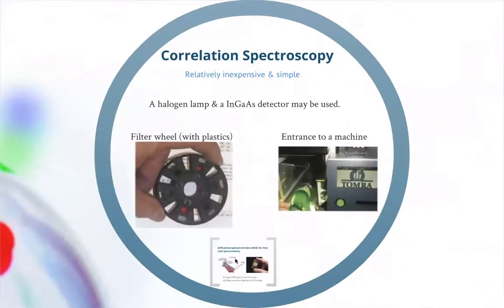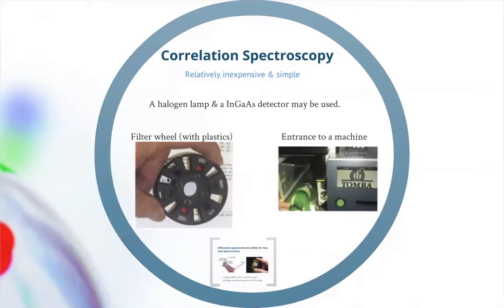So a very simple approach is to use what's called correlation spectroscopy. It's a relatively inexpensive and simple technique where a broadband halogen lamp is used, which has all the wavelengths. We saw an example of the spectrum of a halogen lamp in one of the early lectures. And an indium gallium arsenide detector, which is of course a little more expensive than a silicon detector, but if you buy a small detector, it's not terribly expensive. And then you put a filter wheel with plastics attached to it. So you see all these windows with plastics in them, okay?